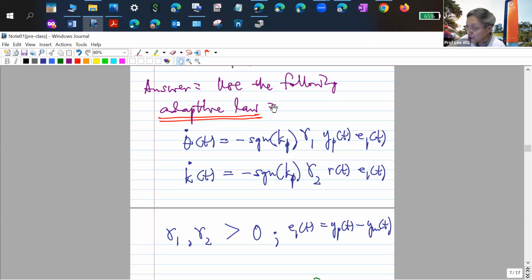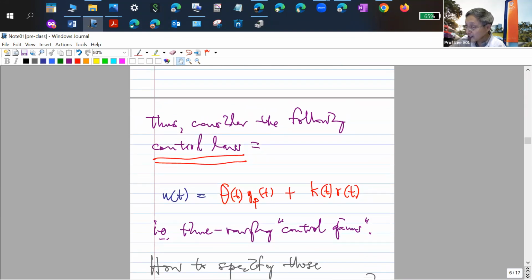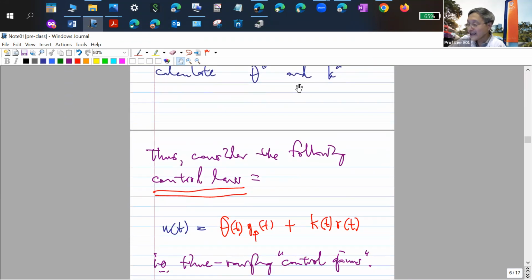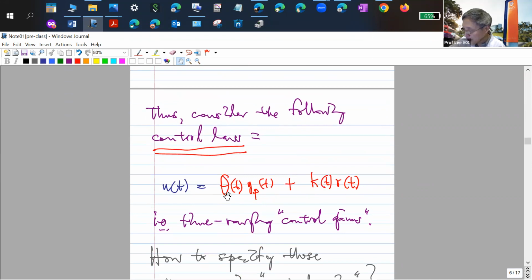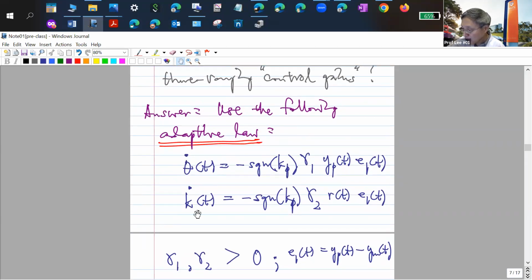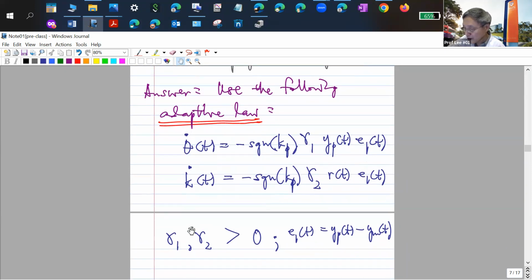Now remember what I'm saying is that since we do not know AP and KP, but we know the control structure works, we use the same control structure. But since we do not know what gains to use, we make the gains time varying. Since we make the gains time varying, we have to specify how to make them time varying, and they are specified in this particular way, as a first simple way. Now we have to show you how this works.